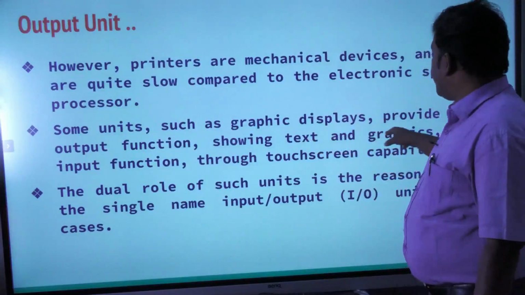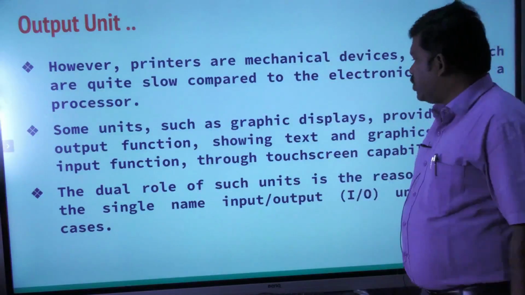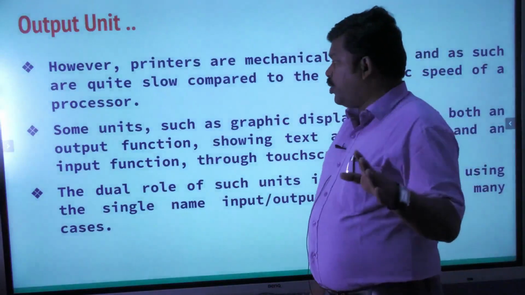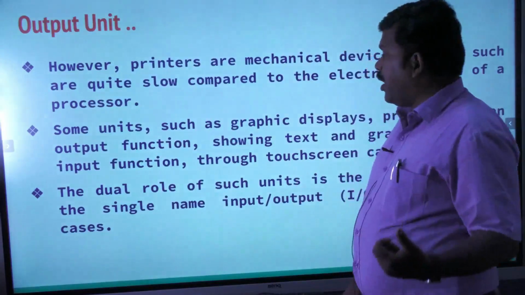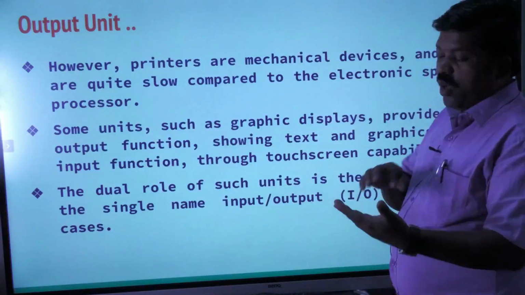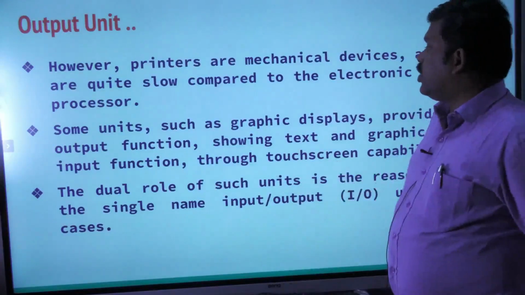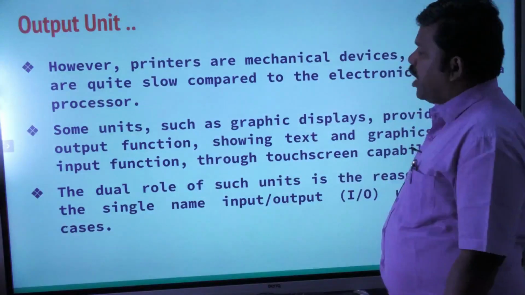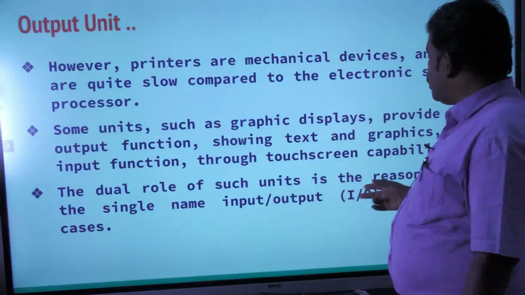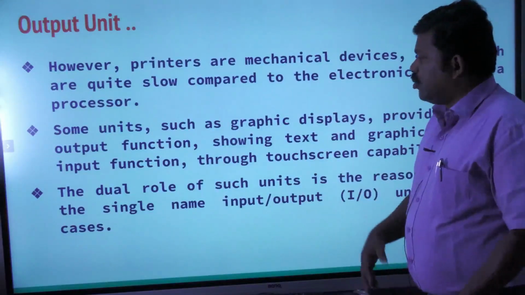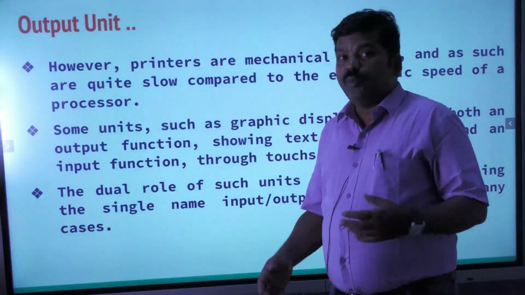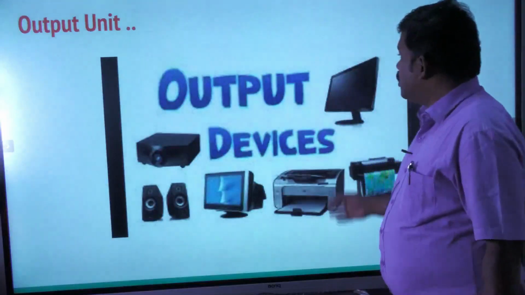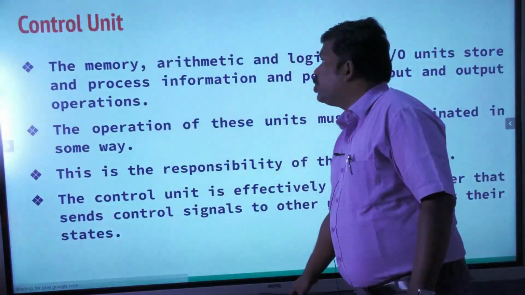Some units, such as graphical displays like monitors, provide both input and output functions nowadays. For modern mobile phones, the output device also acts as an input device because it comes with a touch panel, so we are able to see the screen and we can interact with the system through the touch panel. They act as both input function and output function through touch screen capability. The dual role of such units is called an input-output unit. Most of the modern computers have both input and output devices integrated in a single component. So these are all the output units, the different devices of the output unit.